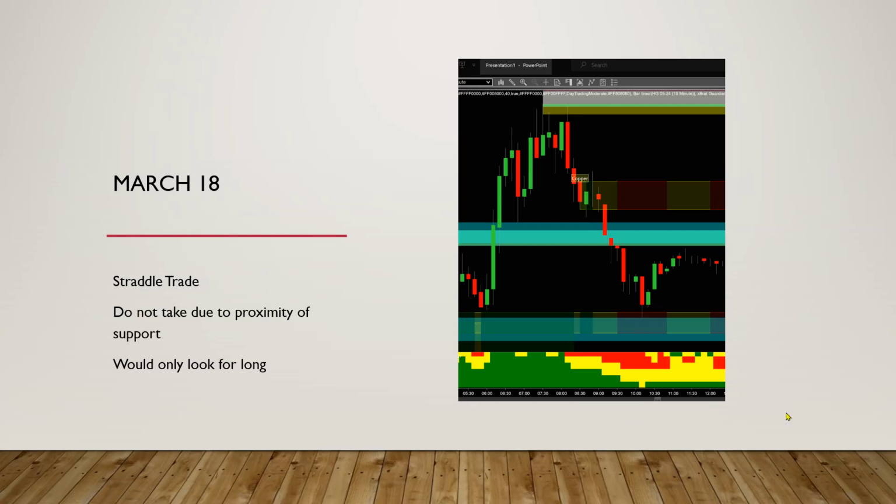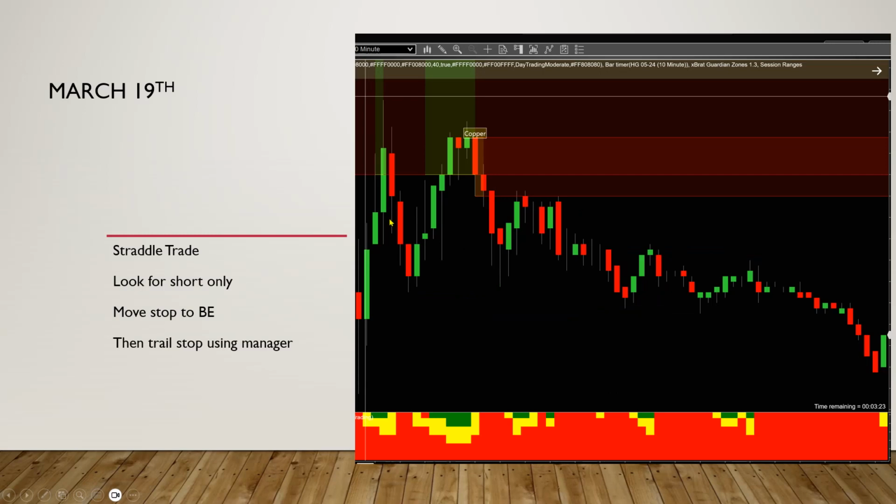We're actually following the rules. The opening range is yellow, so we're looking for a straddle trade here. Would only look for the long. It didn't go long. It actually went short, but you're not going to go short into support, so we followed the rules. March 19th, straddle trade, look for short only, move the stop to break even, then trail the stop using the manager. So it's a really good move, this one.